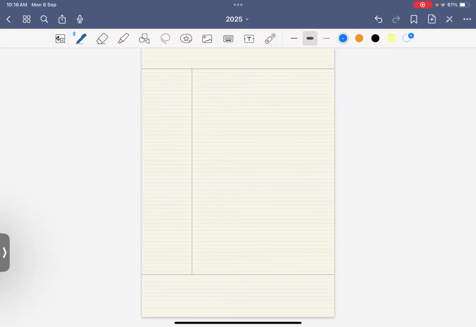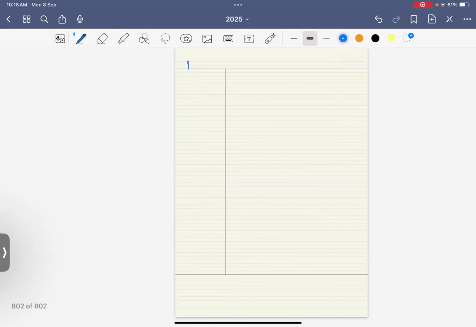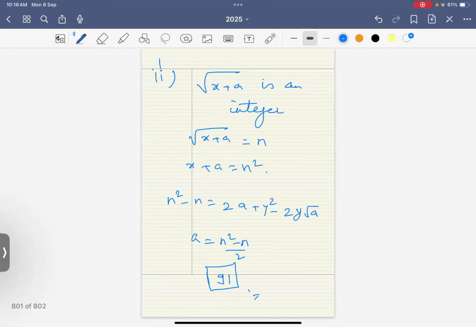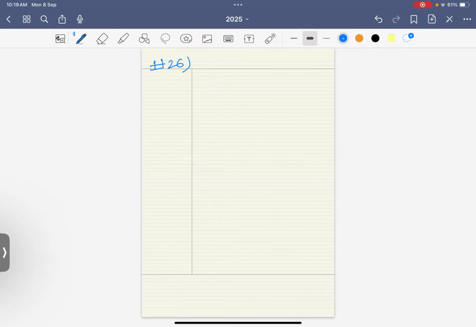Consider a sequence of real numbers of finite length, and that's question number 26. Consider a sequence of finite length where the average of every consecutive 4 terms is strictly increasing, and the average of every consecutive 7 terms is strictly decreasing. What's the maximum possible length of the sequence?